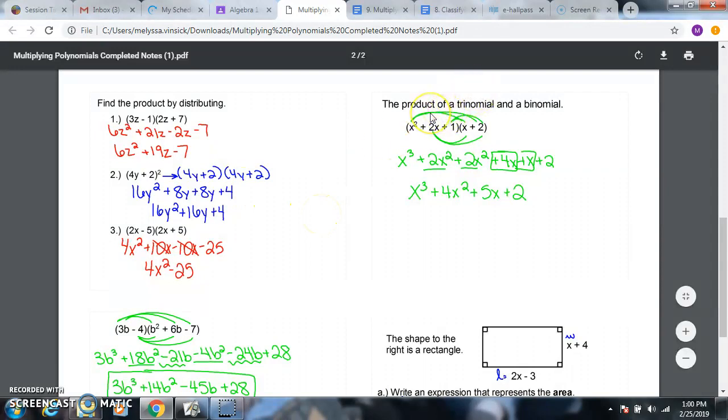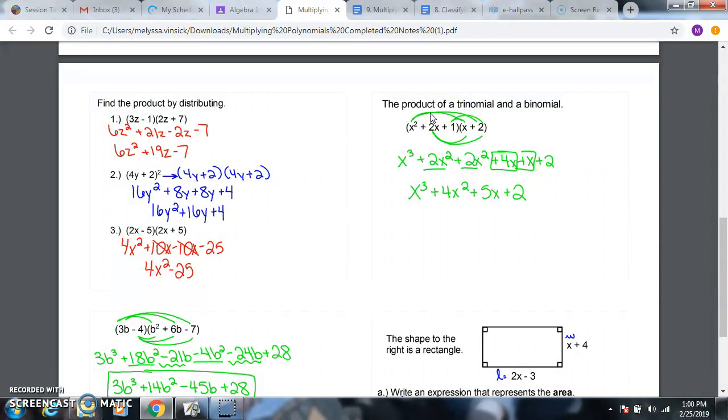Now, last part. If we are multiplying a trinomial and a binomial together, it's still the same thing as the last part that we just did. Whichever parenthesis is written first, you have to take every piece of that first parenthesis and multiply it times every piece in the second parenthesis. Okay, and then combine like terms if you have them. So here, my first set of parentheses is x squared plus 2x plus 1. So each piece has to get distributed to every piece in my second set.